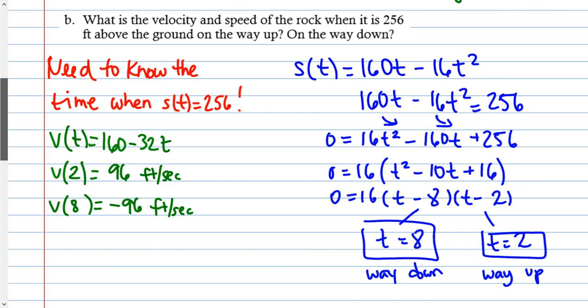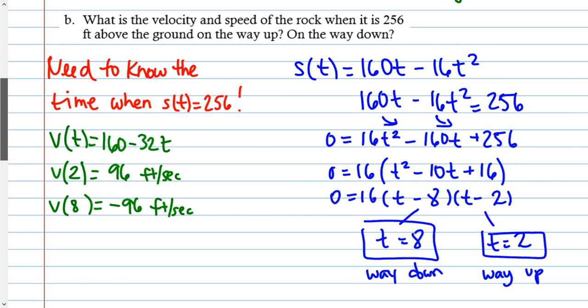All right, so I have 96 feet per second for v of 2, and for v of 8 I have negative 96 feet per second. I didn't think you'd really need me to do that for you. So my velocity going up is 96 feet per second. My velocity going down is negative 96 feet per second, right? Because I'm going down.